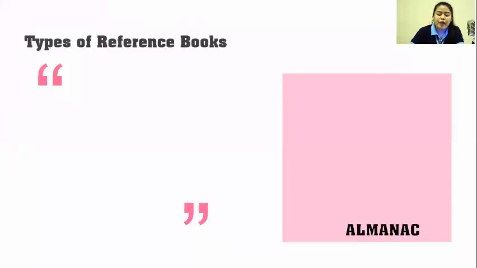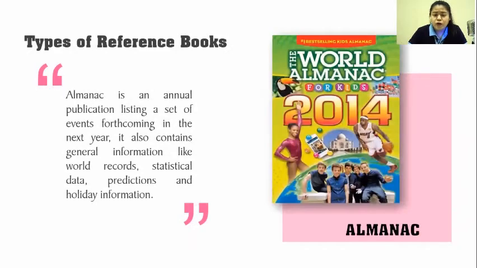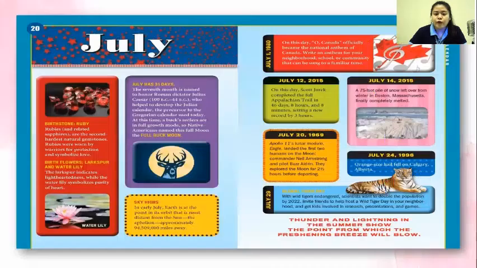Next po is Almanac. Almanac is an annual publication that lists set of events for the coming year. It also contains statistics, astronomical data, weather forecasts, fact, and trivia. So, ito po yung sample ng content ng Almanac.